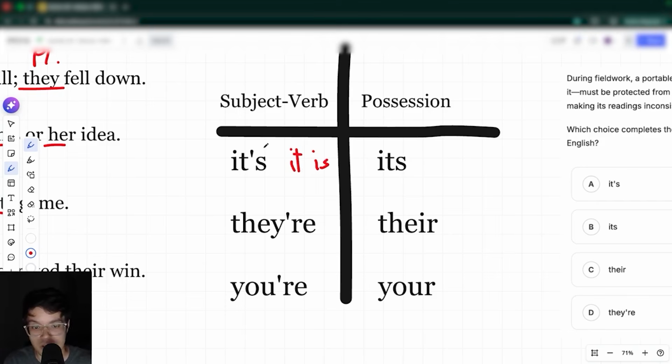Its, on the other hand, without the apostrophe, would be showing possession. Watch my possession video if you want to see more on this, but basically it's showing that something owns something else. So if I said its book, its item, its rock, that is possession. That is something that is owning those things.